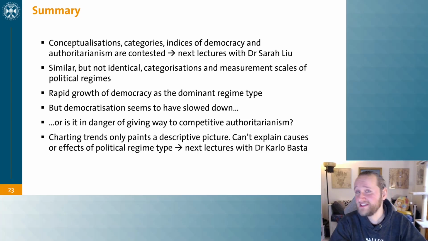One thing that we have to remember is that all the nice graphs and pictures that I showed you, of course, they're essentially just descriptive. So they're just painting a picture of what is happening. I haven't yet painted a picture of why that is happening. So why are countries moving between categories? Why are countries ending up as autocracies or democracies? And how can countries move between these categories either voluntarily or involuntarily? Voluntarily through changes like democratization, involuntarily through things like revolutions and coups, for example. And that is what the next lectures with Dr. Carlo Basta are going to be about.